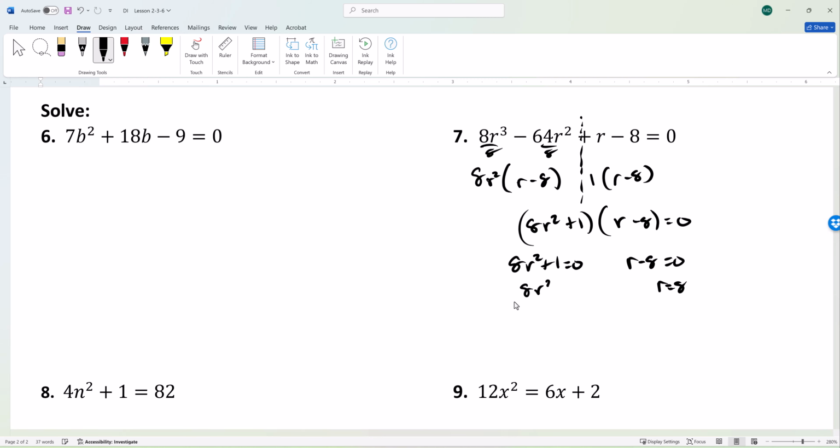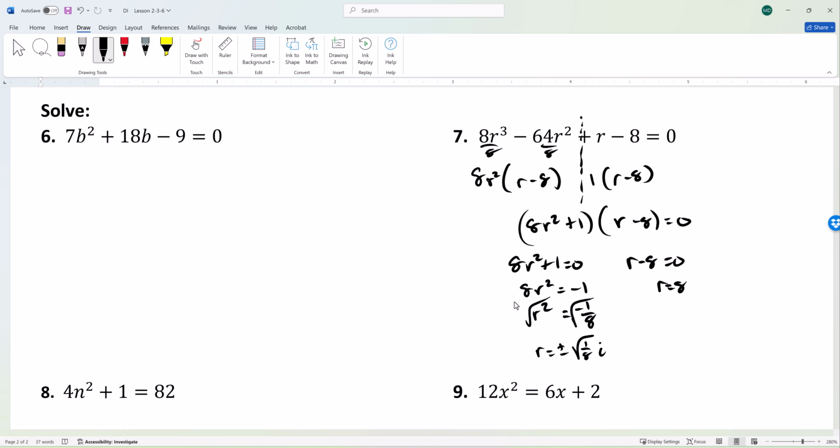Subtract the 1, divide by 8, square root both sides. Can't have a negative inside of a root. So you're going to get r equals plus or minus radical 1 over 8 i, because I got rid of the negative inside the radical. That's where the i comes from. And then I guess for now, that's okay.